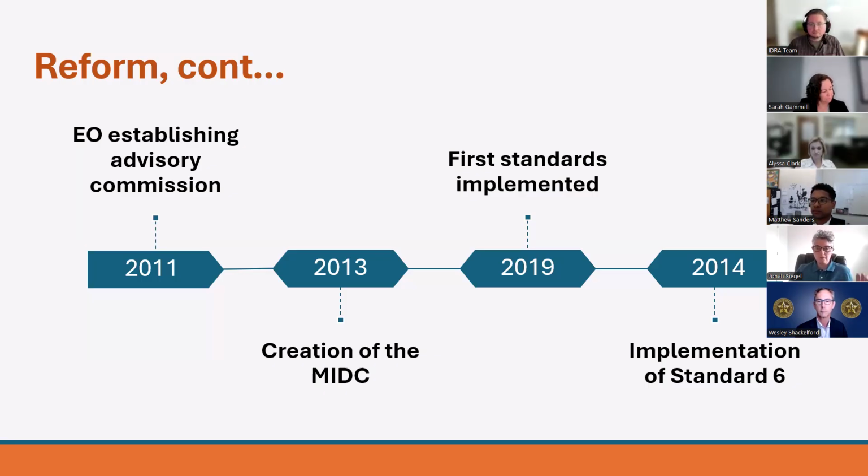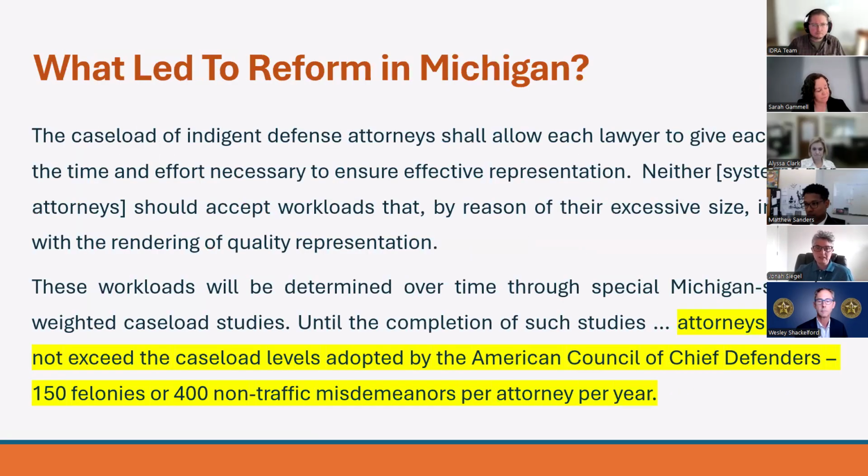And so, like I said before, our first set of standards were implemented in 2019, which again was the first time that state dollars had helped fund indigent defense in the state, and also was the beginning of oversight over the local systems delivering services. And so, even though our first standards were implemented in 2019, our workload standard did not get implemented until 2024. And that is because we rolled standards out gradually rather than all at once. And so that standard came a little bit further down the line. Sarah, on to the next slide. And so our workload standard is standard number 6.